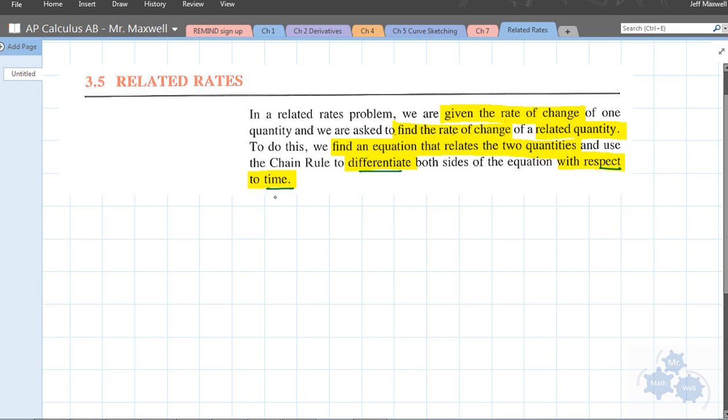Now that's different than differentiating with respect to one of the variables, right? So as time passes, we are examining the rates of change of both quantities. Now it is going to be easiest to explain this with some examples. So I'm going to quickly move to some examples here after you've had a chance to copy that down.